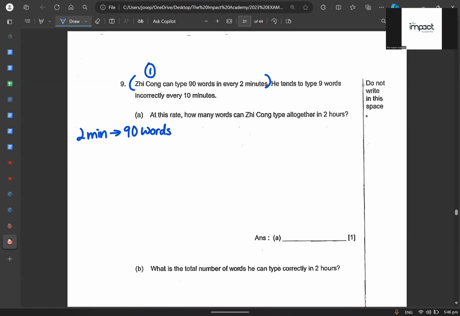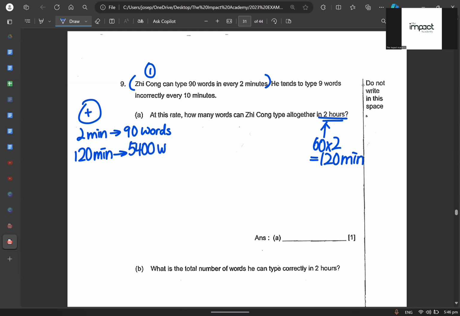So what we want to do is we want to find, okay, you see the question says, at this rate, how many words can Zicong type altogether in 2 hours, right? In 2 hours, we want to change that to 60 times 2, which is equals to 120 minutes. Yeah, so this is like adding, but later words must remember to subtract also. Is that okay? Let's assume he typed all correct lah. For 120 minutes. But that is not the reality. Am I making sense? What do you want to do? How do you get from 2 to 120? 4 times. Yeah, very good. So it's 5,400 words.